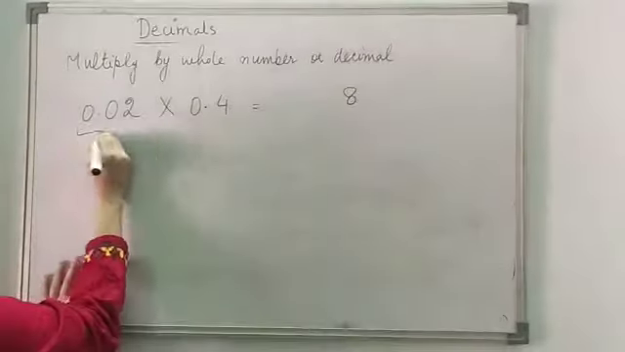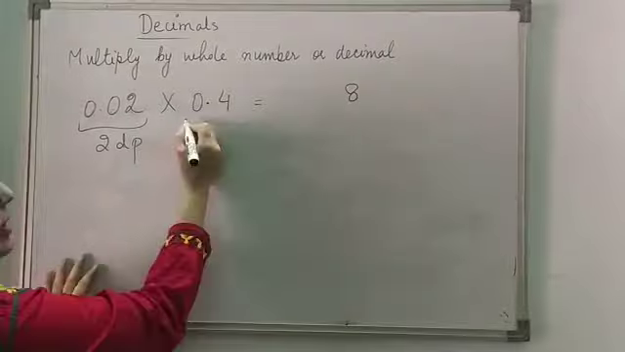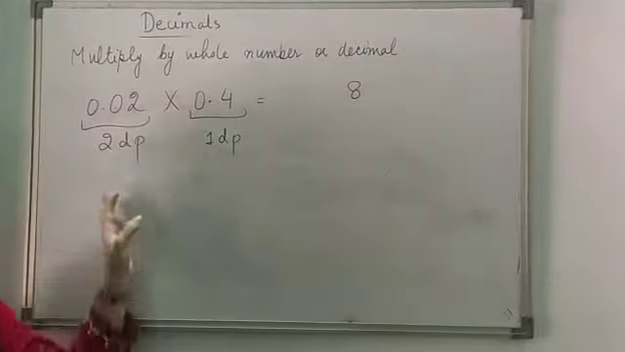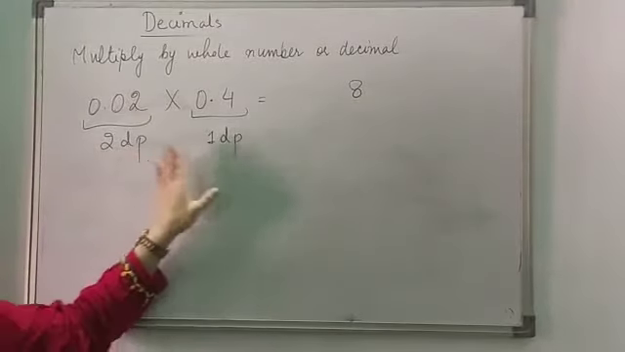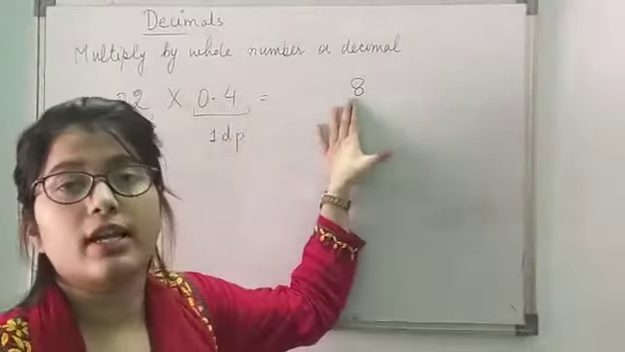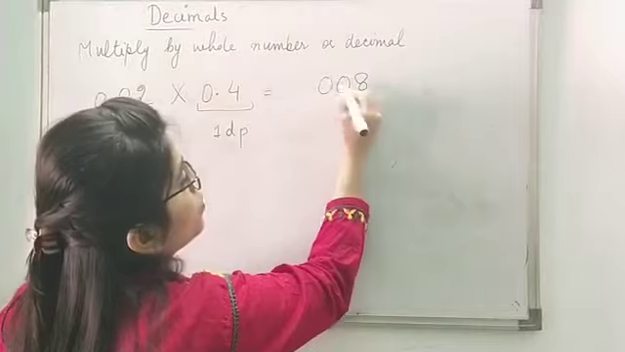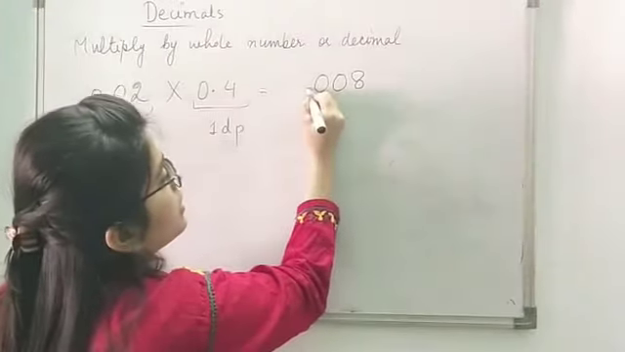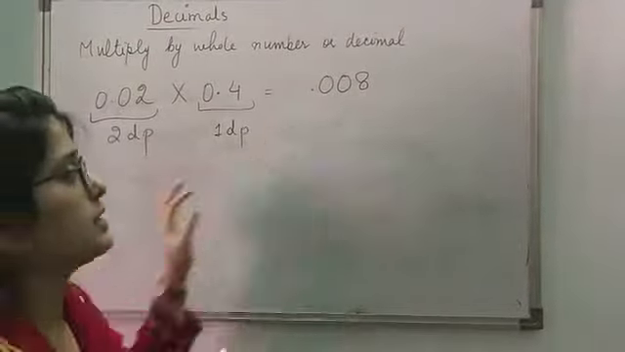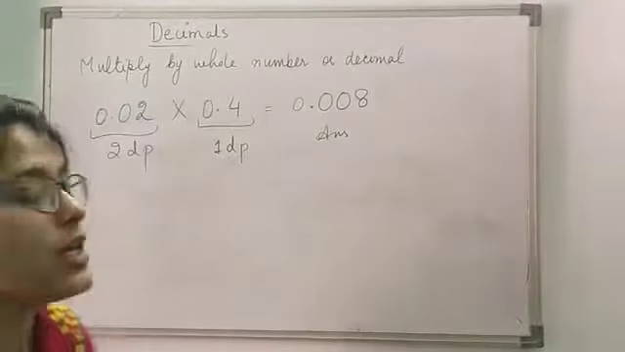After that, how many decimal places are there? 2 decimal places this side. How many decimal places this side? Only one decimal place this side. So total how many decimal places are there? 2 plus 1, that is 3 decimal places. So here you have to put the decimal after 3 places. That is 8, then 1, 2, 3. After 3 places you will put your decimal. That will give you 3 decimal places. The answer is 0.008.